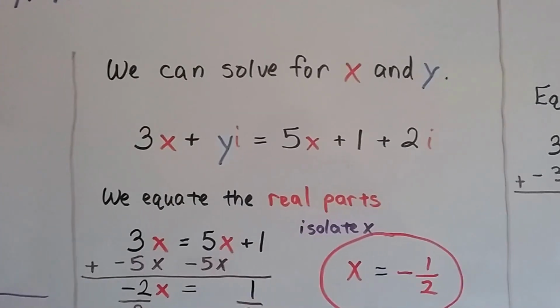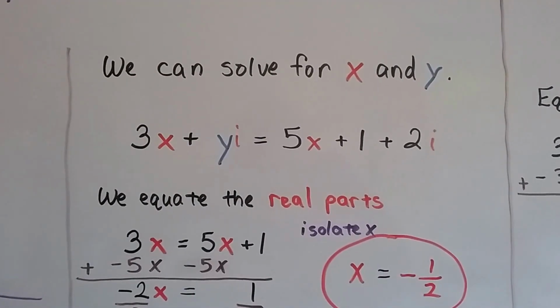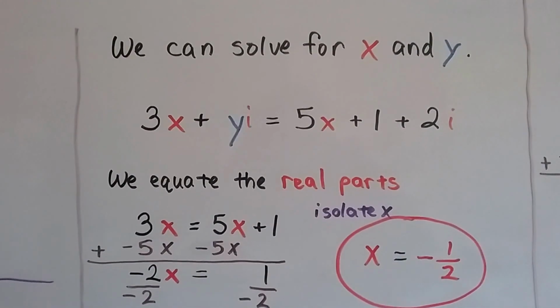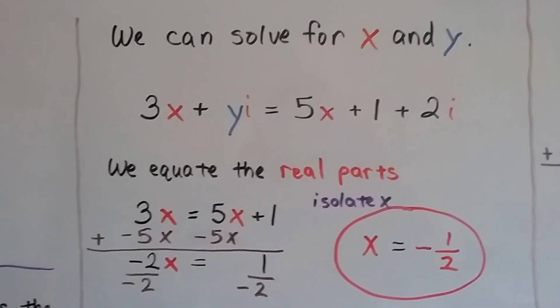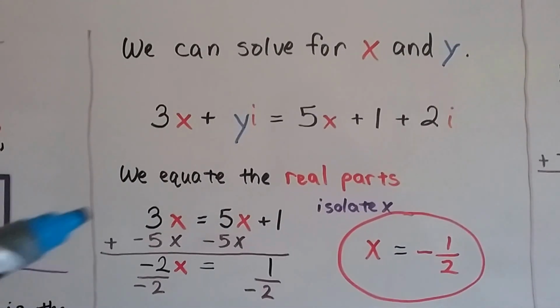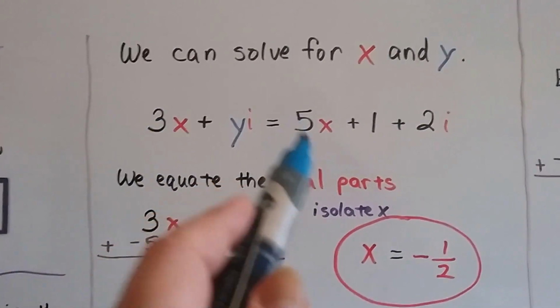So we can solve for x and y. 3x plus yi equals 5x plus 1 plus 2i. We equate the real parts, and we get 3x equals 5x plus 1. So we're going to do this one and this part.